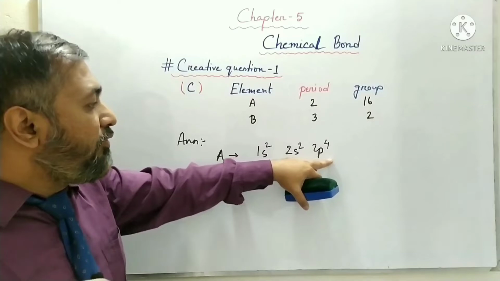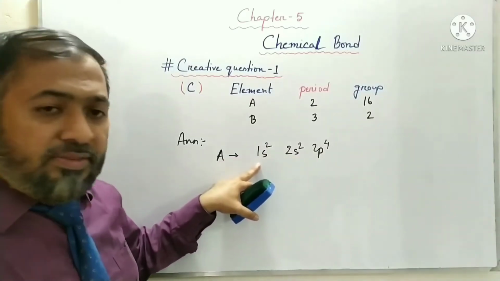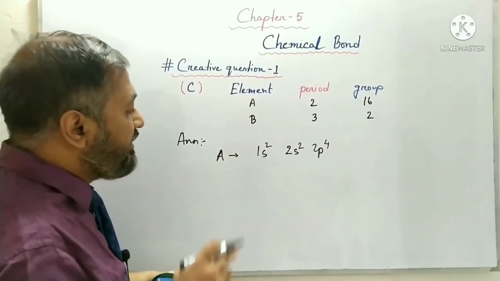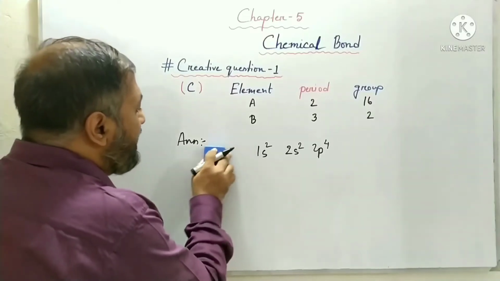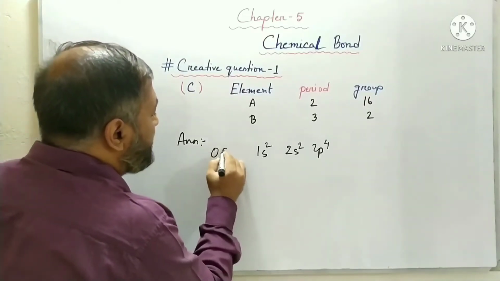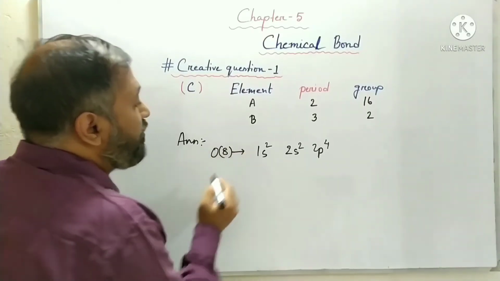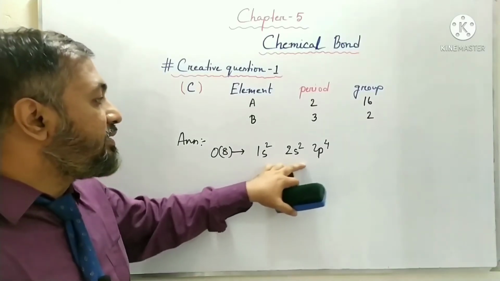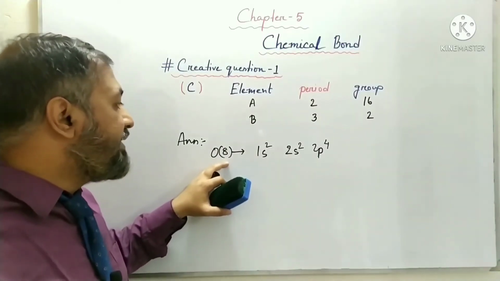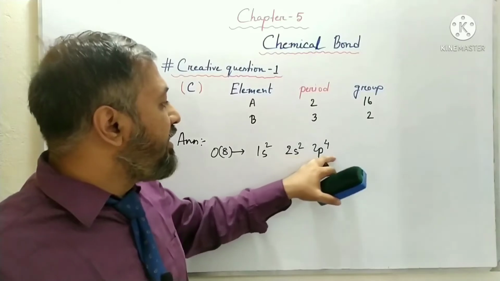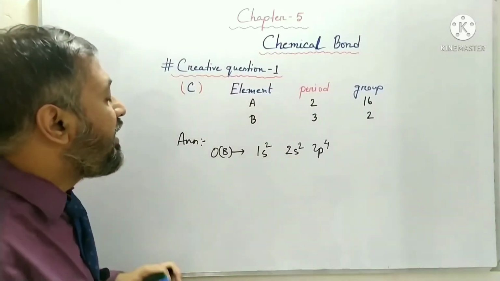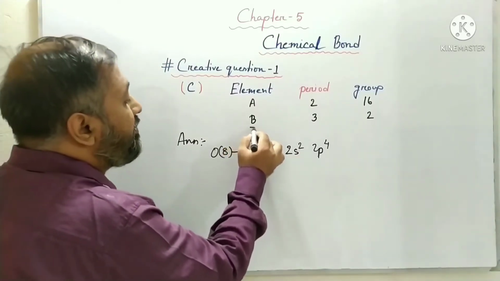So the electronic configuration of this element will be this, and we know that this element is actually oxygen. Oxygen has 8 electrons, and it has 6 electrons at the outermost principal energy shell. Now come to the next element B.